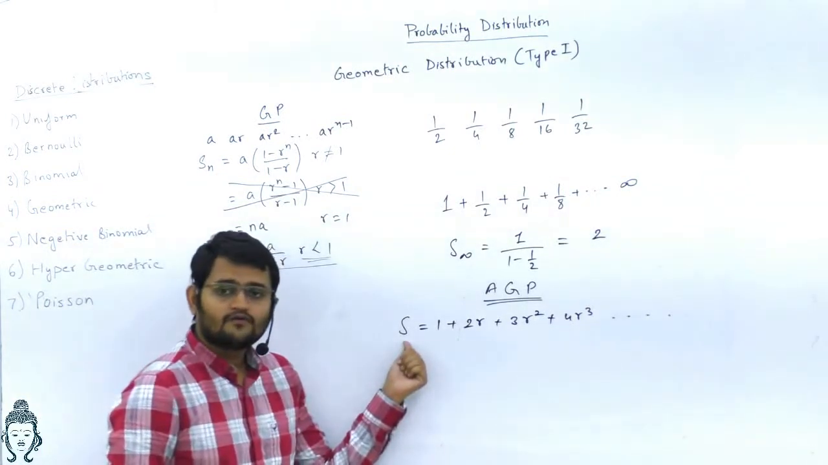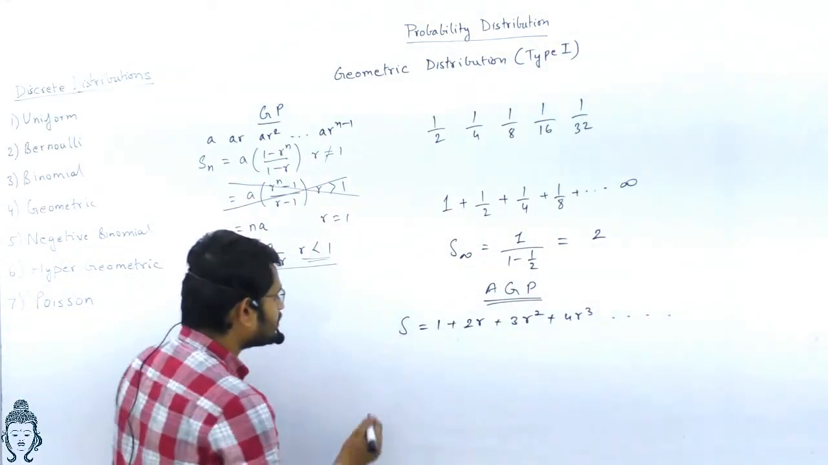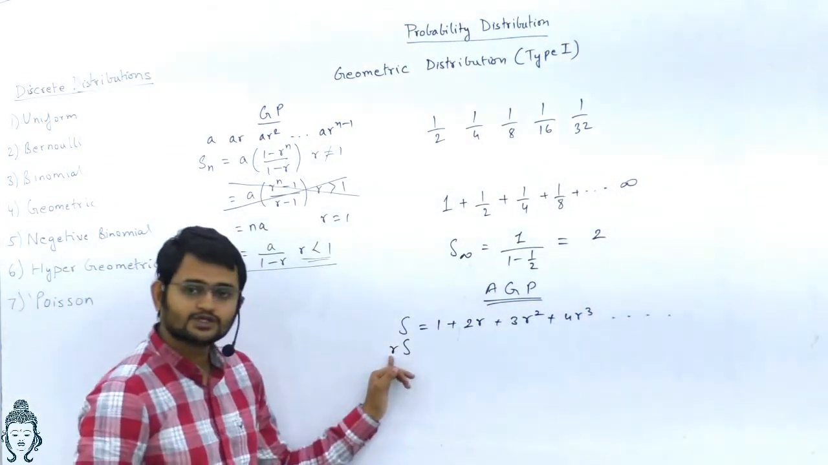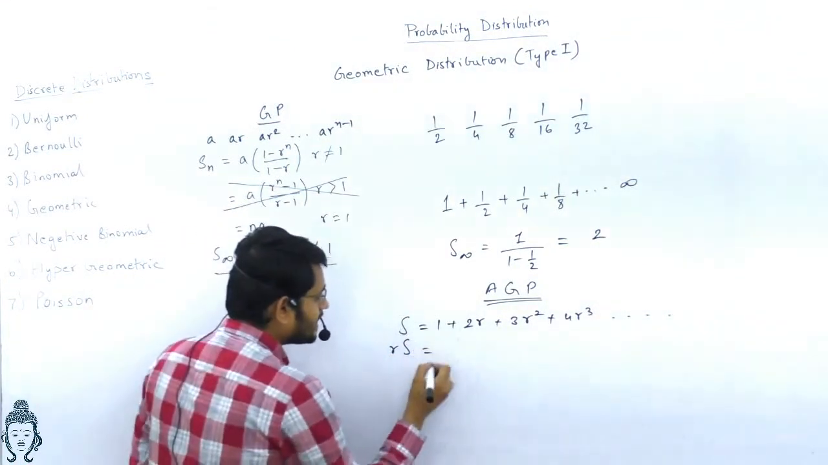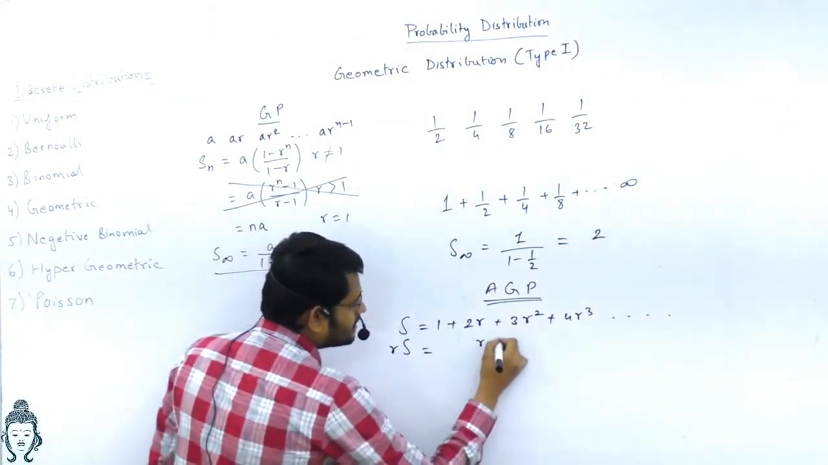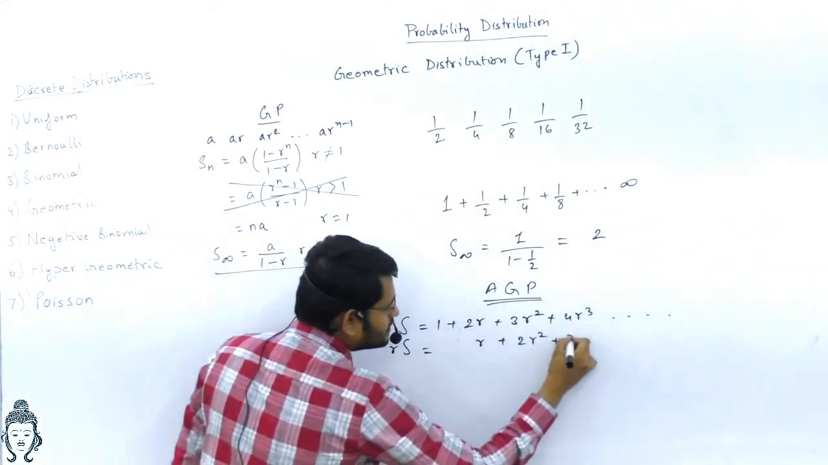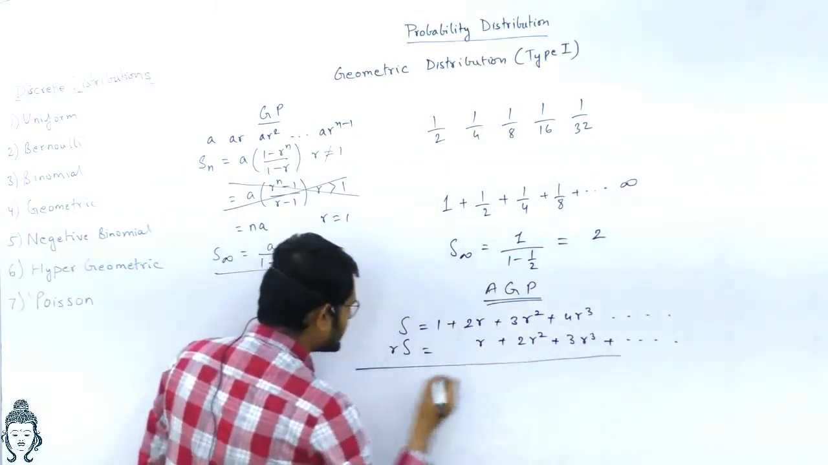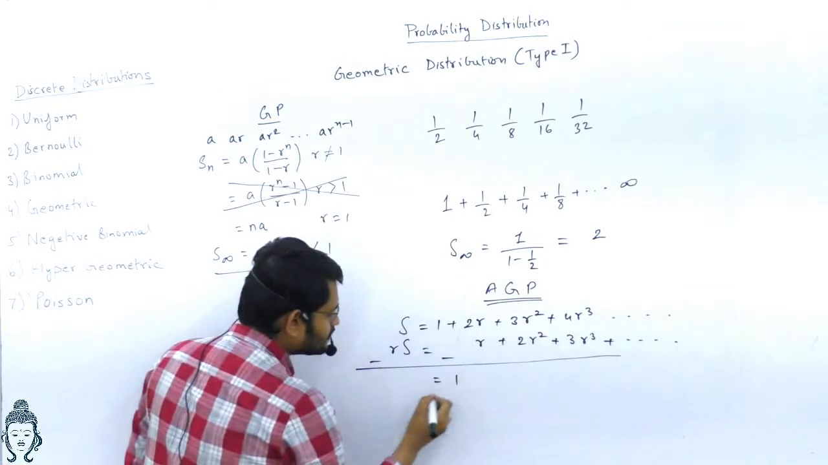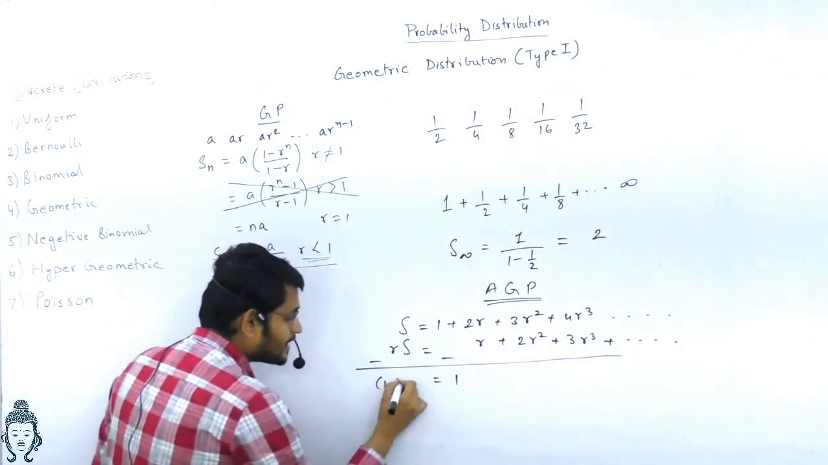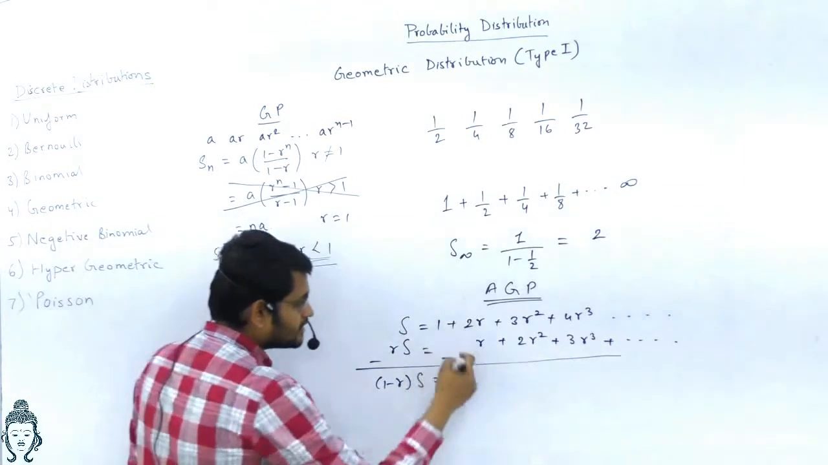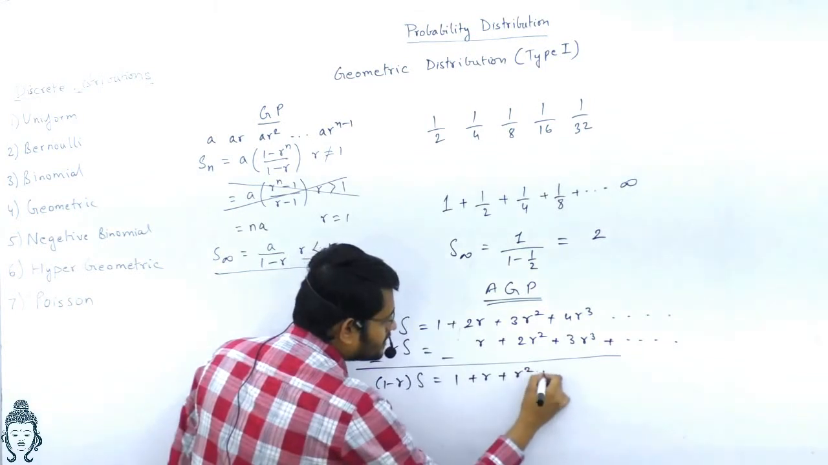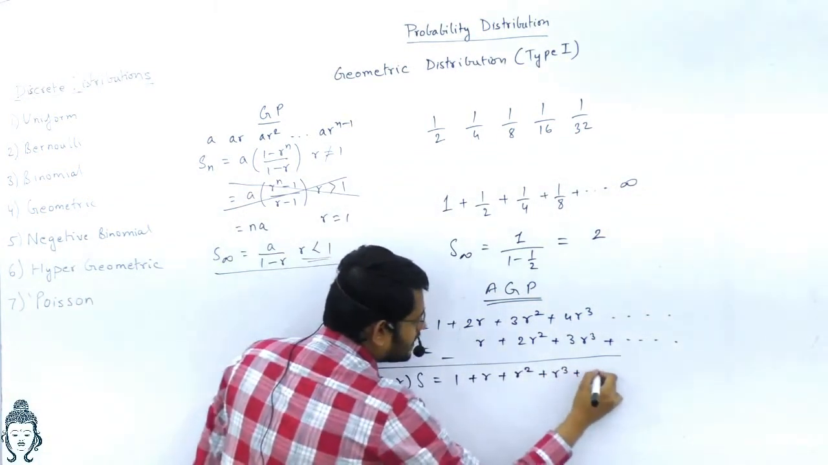So if I assume it to be S, what I am going to do is multiply by the geometric progression value, that is the ratio R. S multiplying R, so I am going to get 1 into R, then 2R square, then 3R cube, and so on. Now if I subtract these values, I am going to get first 1 as it is. Here I am going to get 1 minus R into S, and here I am left with 1 plus R square plus R cube, and so on.